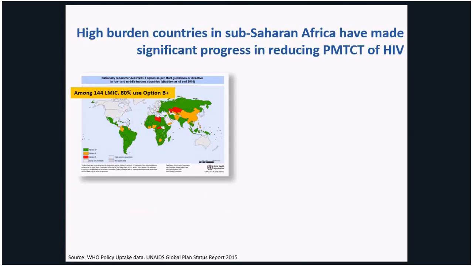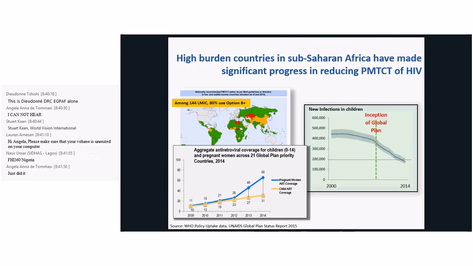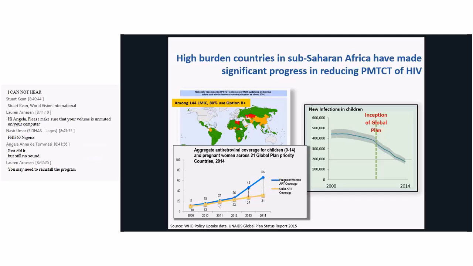And yet, when you look at the high-burden countries of sub-Saharan Africa, they have made significant progress in reducing PMTCT of HIV. So let's just tab through the next few slides, Jessica, and then I'll talk about each of these little graphics. So what you see here is that among 144 lower middle income countries, more than 80% are now using option B+, that's treatment for all HIV positive pregnant and breastfeeding women.